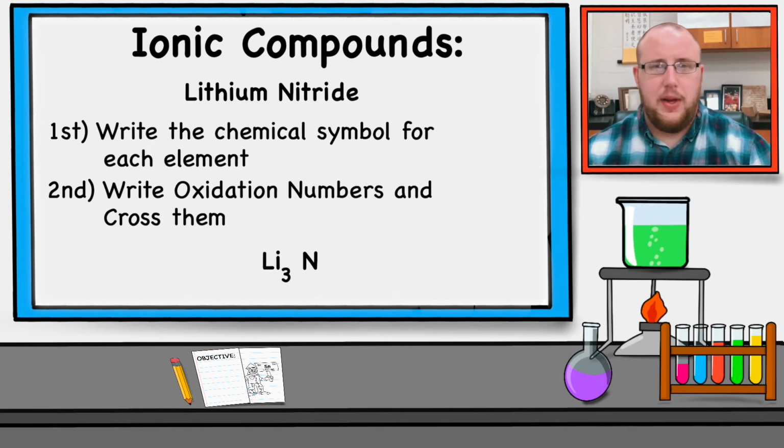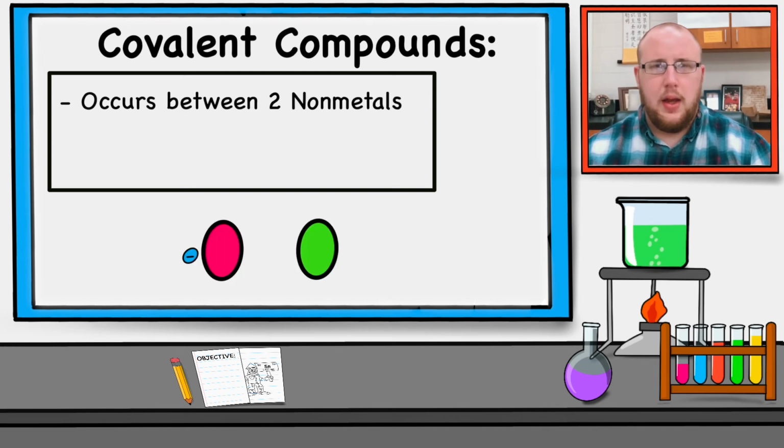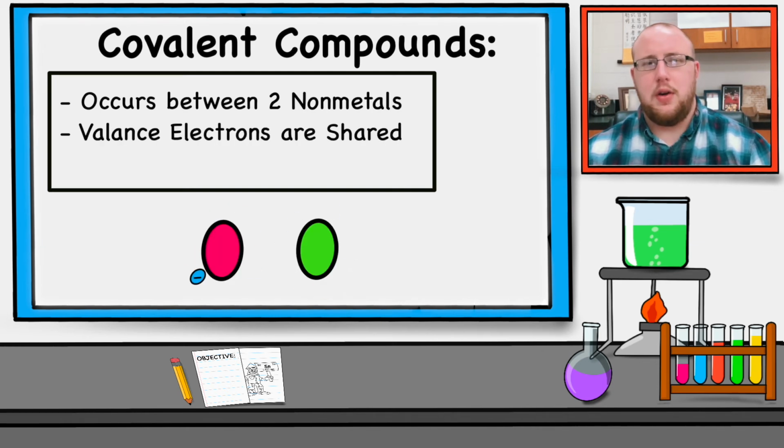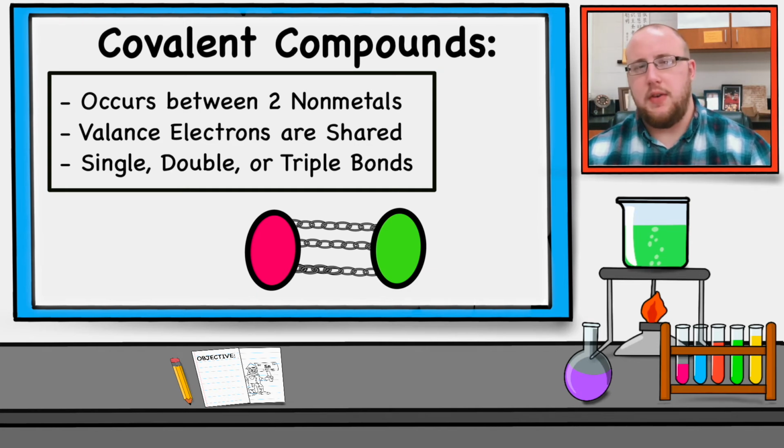So that's ionic compounds. Covalent compounds are between two nonmetals, and they occur when valence electrons are shared between both elements. So part of the time, the valence electrons are going to spend in one element, while part of the time they're going to spend in the other element. Depending on the number of valence electrons that we share, we can form single, double, and triple bonds. So if an element shares one valence electron, it's a single bond. If it shares two, then it's a double. If it shares three, then it's a triple.